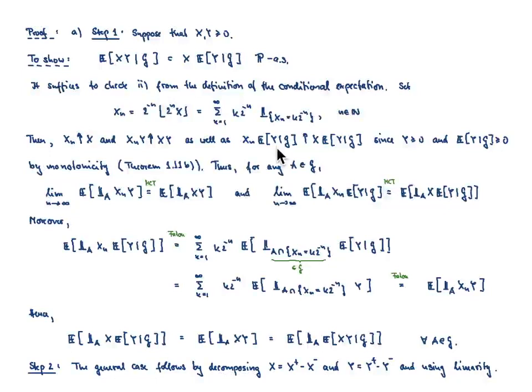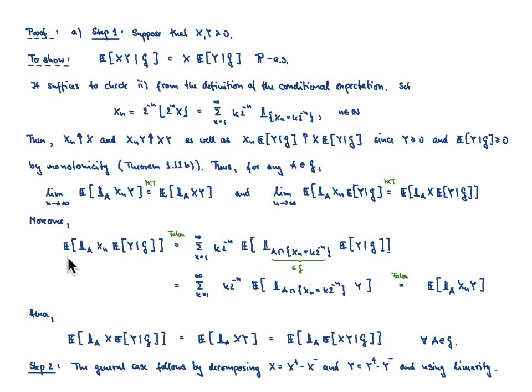And since Y is non-negative by assumption, we also know that the conditional expectation of Y given G is non-negative by the monotonicity of the conditional expectation. Hence, also the product of X_n times the conditional expectation of Y converges in a monotone way towards X times the conditional expectation of Y. And we would like to use that later on. So for now, let us fix a measurable set A taken from the sigma algebra G.